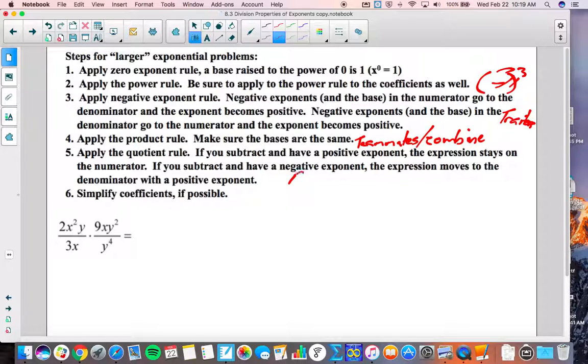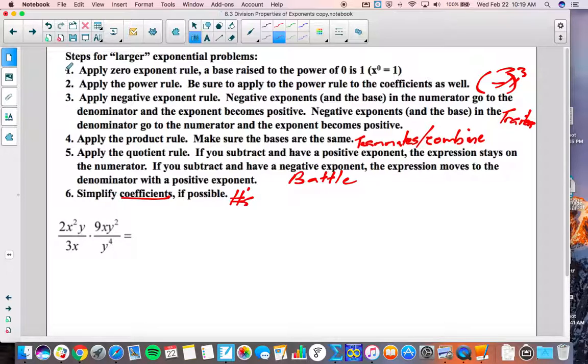And then we go to battle. If they're the same bases on the top and on the bottom, we subtract, or we see who wins that battle. Who has more? Compare the exponents. And then if you can simplify the numbers out in front, the coefficients, do that.